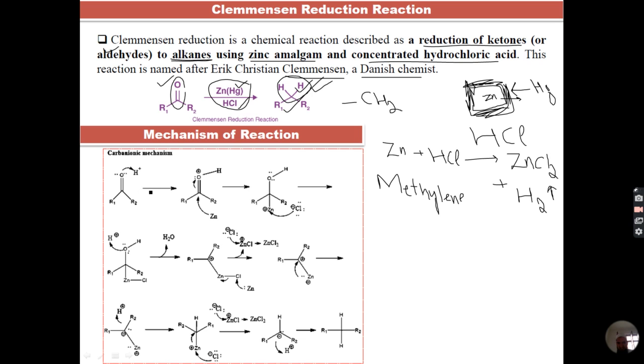Now our medium contains concentrated HCl, that means H positive, Cl negative. We have zinc present, zinc amalgam, and our substrate is carbonyl. This is our carbonyl. Let's say R1, R2. You can give R1 CH3. If it is CH3, then it becomes a ketone. Now what happens? We have a lone pair here. It donates that lone pair to the H positive, means this oxygen gets protonated. So you can see here, oxygen gets protonated, so oxygen gets a plus charge.